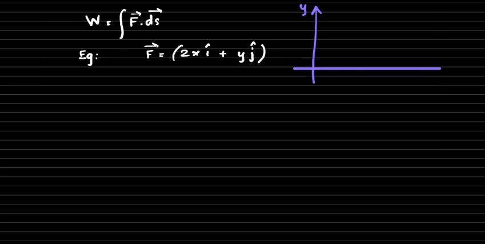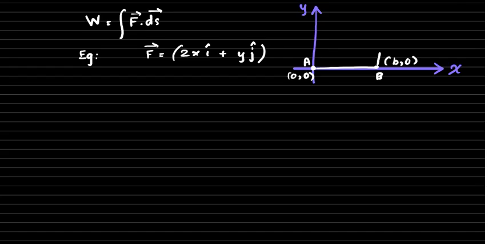This is the y-axis and this is the x-axis. So let us say the particle moves from point A to point B. The coordinates of point B are b comma 0. A is at the origin, so its coordinates are 0 comma 0.